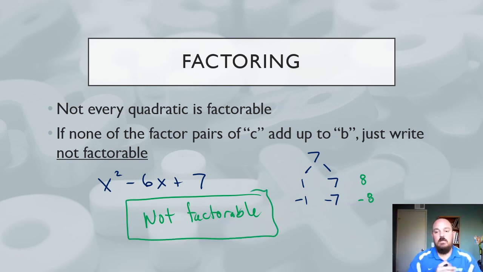So be aware of that. You might see some in the worksheet where you're thinking, okay, I'm going to factor this, and you make your list of factors and you find none of them add up to b. If you're confident that you didn't miss any factors, that you got your factor list right, and none of them add up to b, that means it's not factorable.